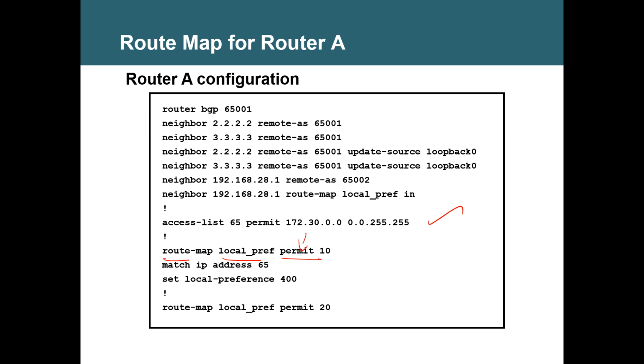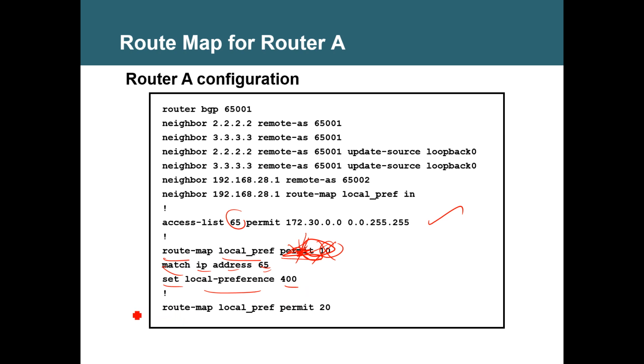Anyway, route map. Give any name. It need not be a local preference name. Give any name. 10. Even if you don't give 10, enough. No problem. Match IP address the 65. If that match happens, set local preference 400.